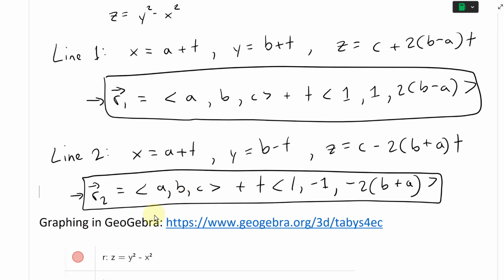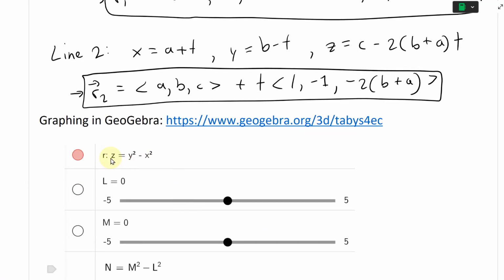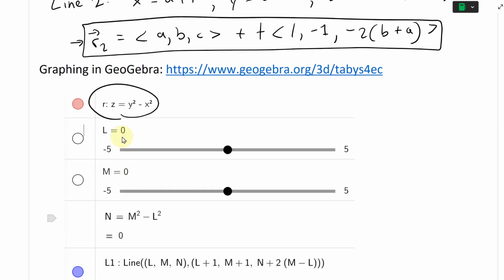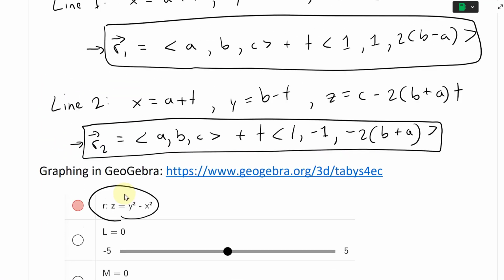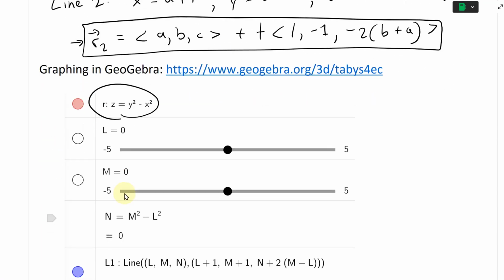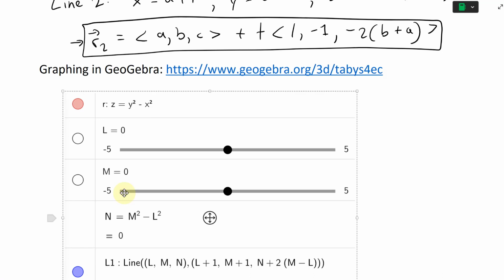Finally, we can graph this in GeoGebra, and here's our equation: z equals y squared minus x squared. What I did was use the variables L, M, and N, just because I already used A, B, and C in my earlier exercise, and I'm using the same link here. So we'll just use L, M, and N. This is A, this is B, and this one is C. Yeah, so that's A, B, C, and you can see that here.